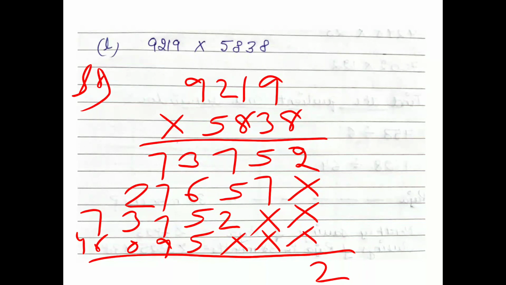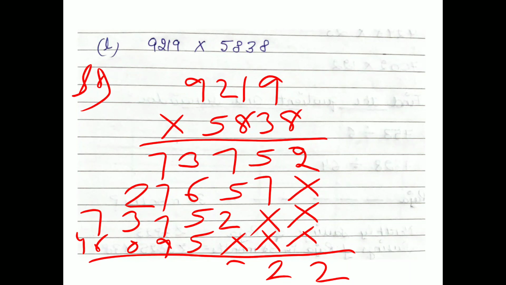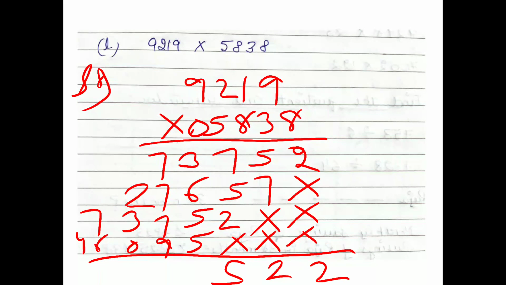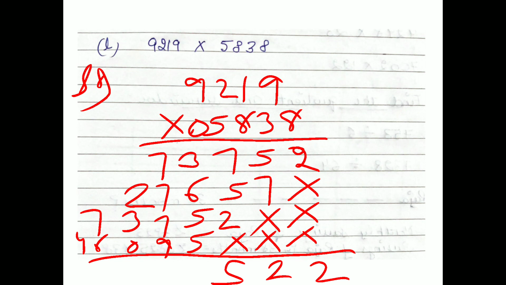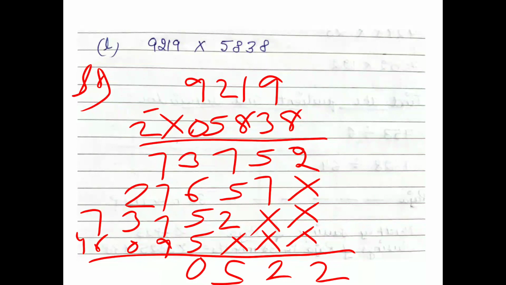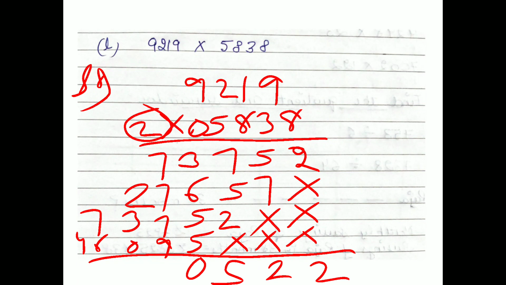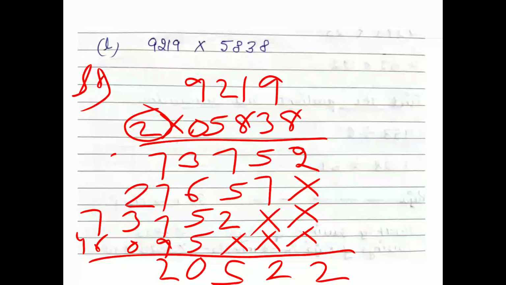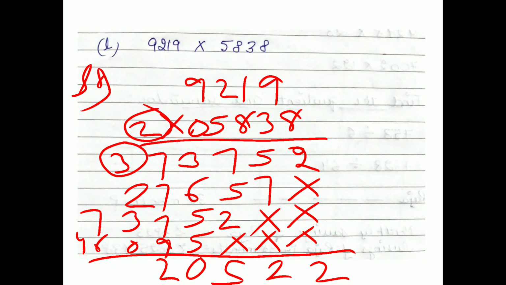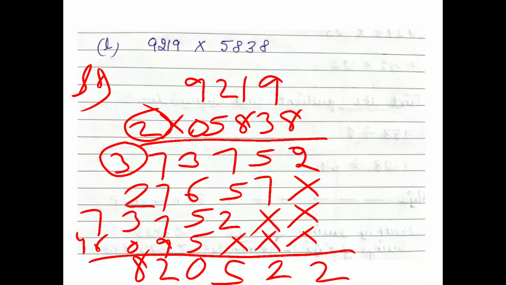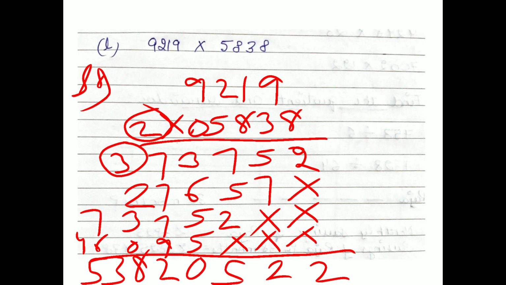Add them. 2 2 1 15. 10 14 20. 7 7 7. It will be 21 21 22 23 23 plus 9. It will be 32. 3 plus 3 6 7 8. 6 7 13 and 5. So answer is 5382052. Clear? So I have done question number 1 of activity 3.